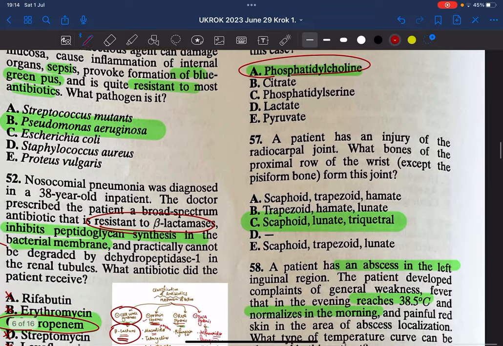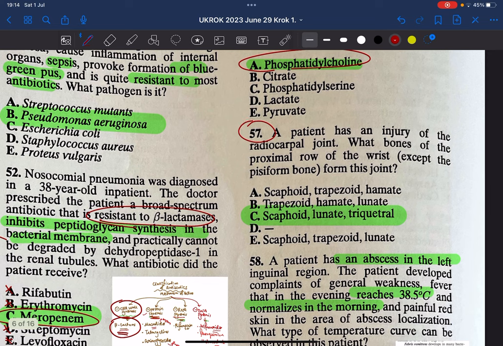fatty liver. This is an anatomy question asking about the bones in the proximal row of the wrist. You can see them. They are scaphoid, lunate, triquetrum.